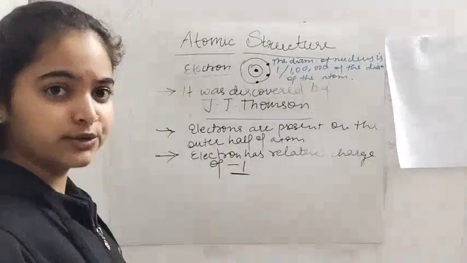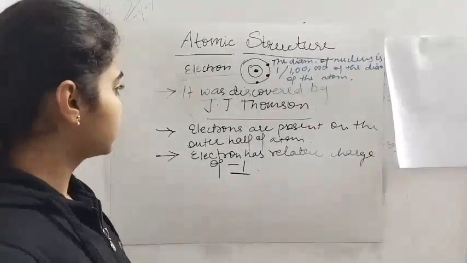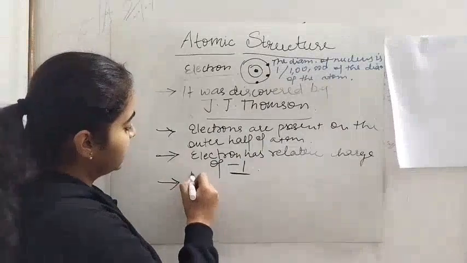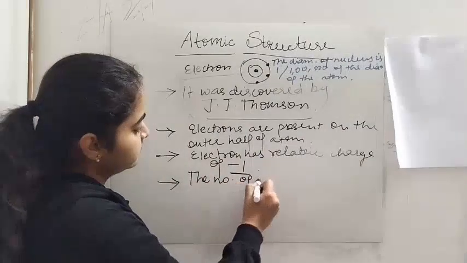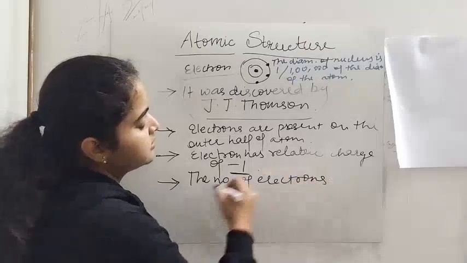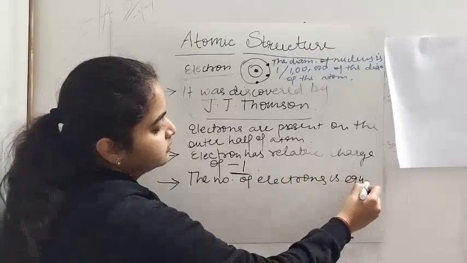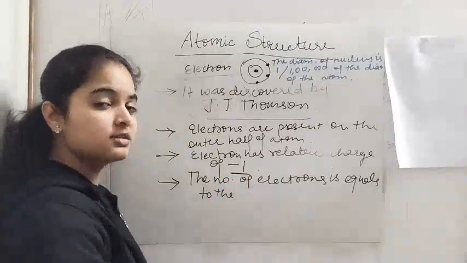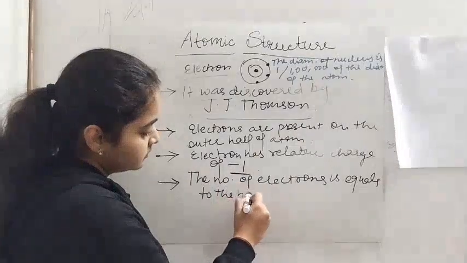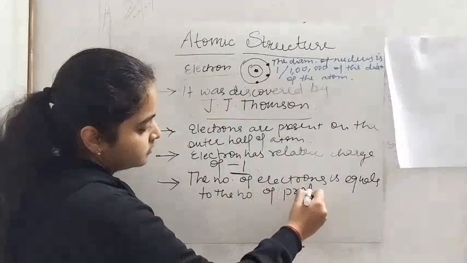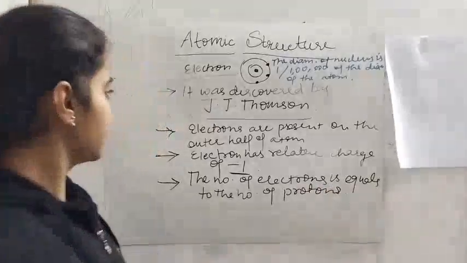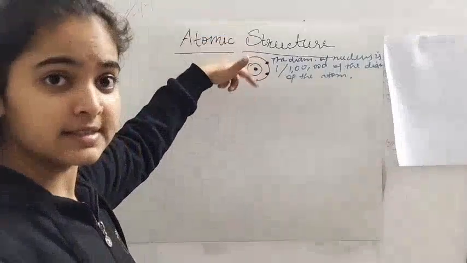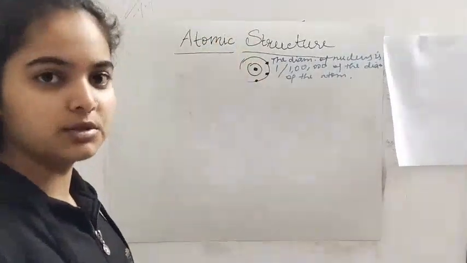So this was about the electron. And yes, one more point. The number of electrons is equal to the number of protons. Protons and electrons are same in number. So this is all about the electron. These electrons are present on the shells and this is known as electron cloud.